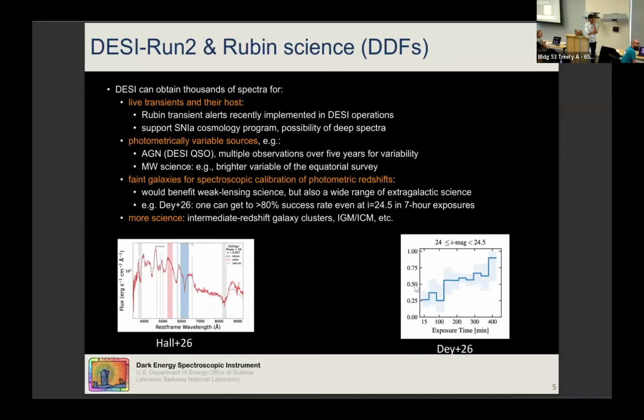Do you know if any of those follow-up observations have been done so far? Yeah, those have been implemented routinely in operation for, I guess, three months. Probably you can see this paper from April 2026.